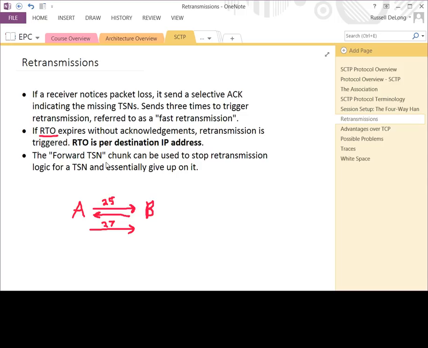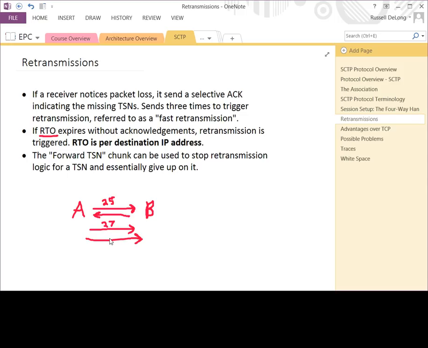And forward TSN is a chunk type that can be used to stop this retransmission logic. So basically, if A sends, let's say 25, and in this scenario B notices, hey, I didn't get 26, and he's trying to trigger a retransmission by A, let's say somehow, by some glitch or some bug, A doesn't have 26 anymore. He knows presumably he must have sent it at some point. Well, forward TSN is built into the SCTP protocol stack, and it allows the server here, this A side, to say, you know what, even though I didn't send you 26, I've decided it's not important. So just forget that I sent 26.